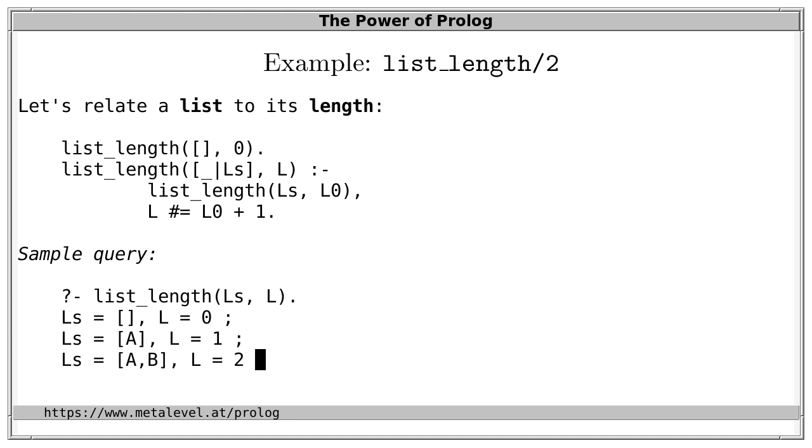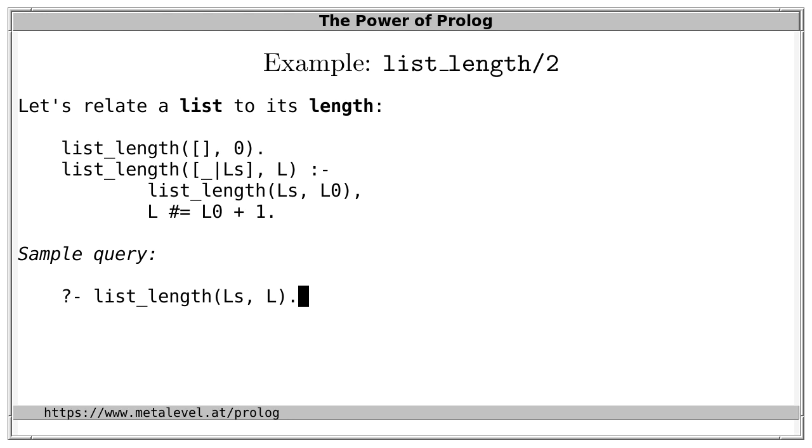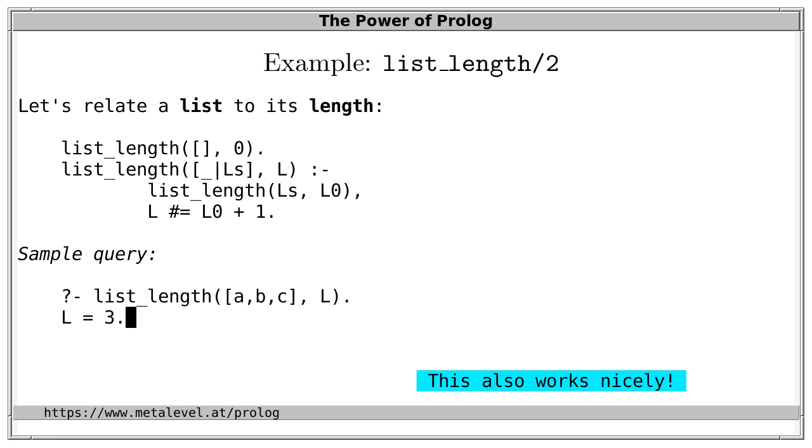And on backtracking, we get another answer, and another, and so on. And each of these answers is a logical consequence of the program. So for the most general query, our example program works very nicely, and it fairly enumerates lists of all lengths. And as another sample query, what about a concrete list, say [A,B,C], so a list with 3 elements? Then when we post this, we again get a concrete solution. The length L of this list is 3. So the program also works very nicely in this more specific case, to compute the length of a given list.